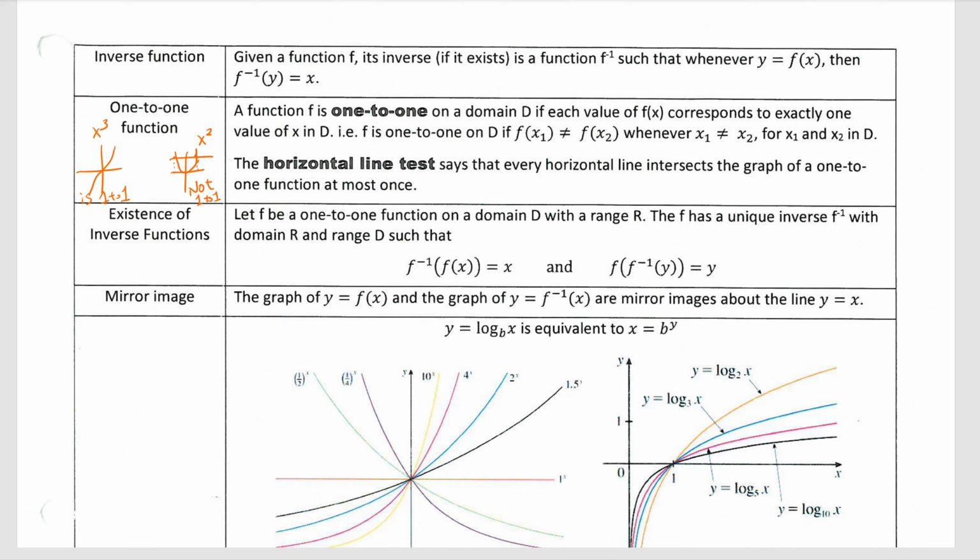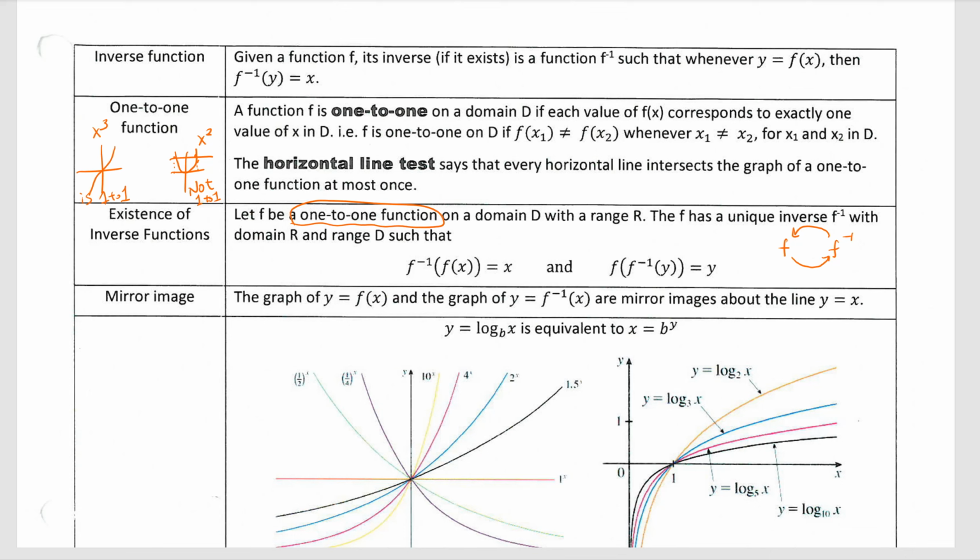Okay, so existence of inverse functions. So let f be a one-to-one function on a domain D with a range R. Then f has a unique inverse, f inverse, with domain R and range D, such that f inverse of f of x is just x. When we compose the inverse and f, we also get x back. So when we apply the inverse and we apply f, we just get the same thing back.